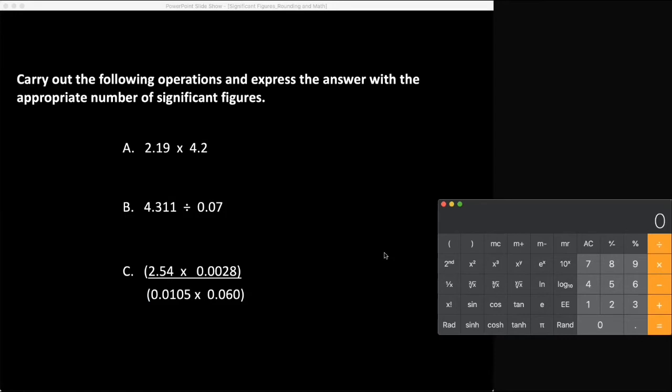If you want to practice on your own, go ahead and pause. Alright, let's now get back to it.